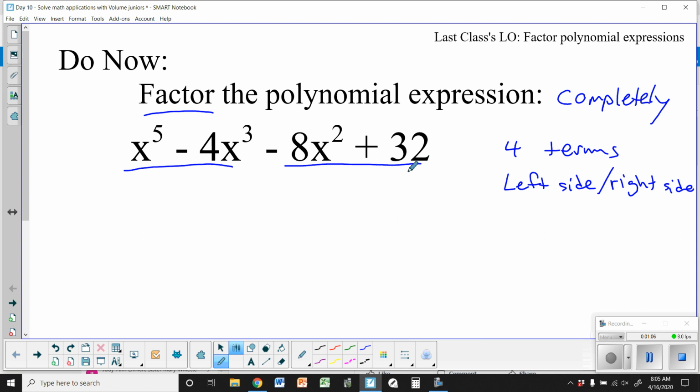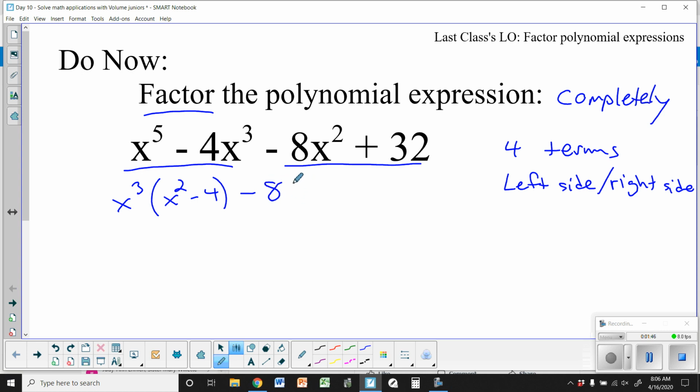So we have our left side and our right side. What can we factor out of these 2 terms? We're looking for a number and a variable. That's right, we can factor out x's, but no number. So we can take out a maximum of x to the 3rd power. And we're left with x to the 5th divided by x to the 3rd, which is x squared. Negative 4x cubed divided by x cubed is negative 4. And then what's the sign between? It's a minus sign. And then what can we divide from 8x squared and 32? That's right, we can factor out a negative 8.